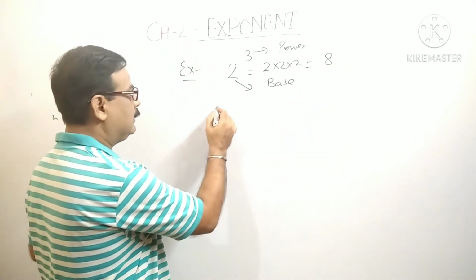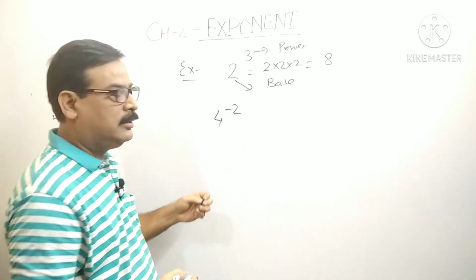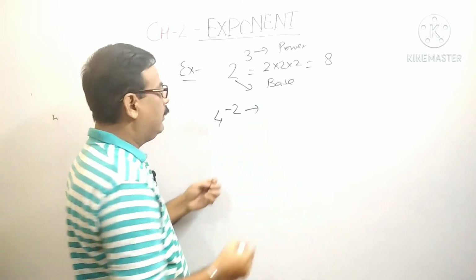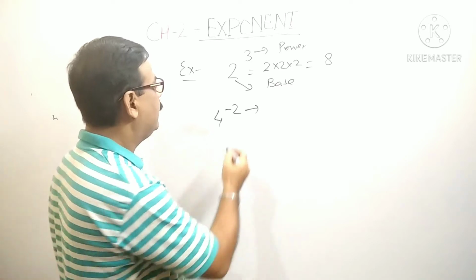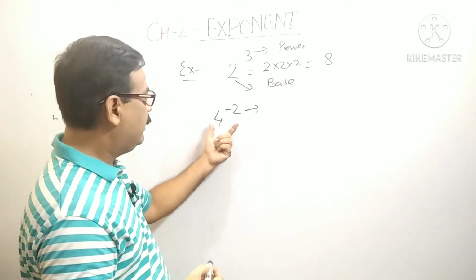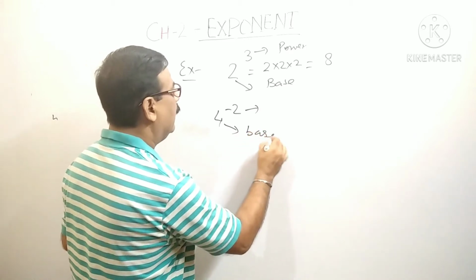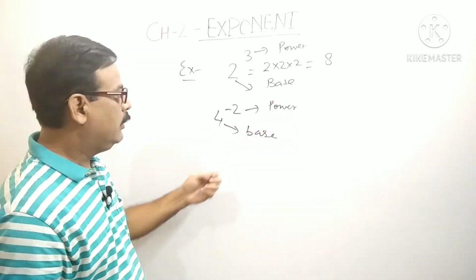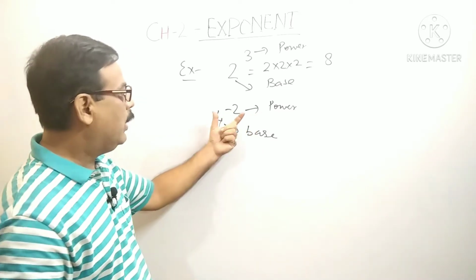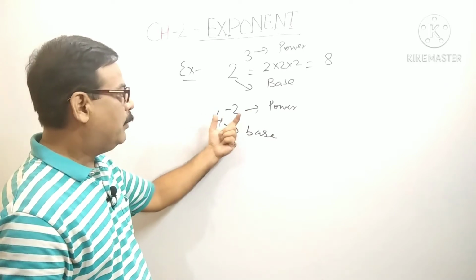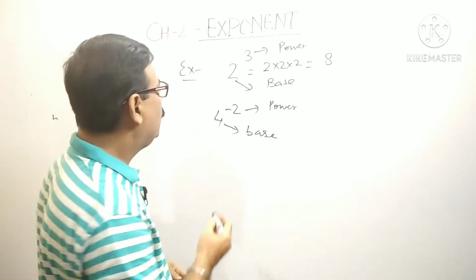Another example, let's see here, 4 to the power minus 2. Here you can see the power is given as a negative integer, that is minus 2, and the base is 4. But as you know, the power should not be a negative integer, so you have to convert it into a positive power.